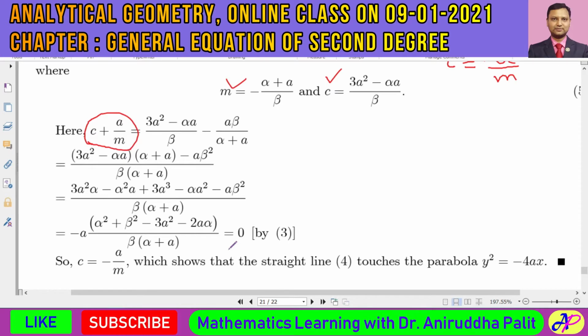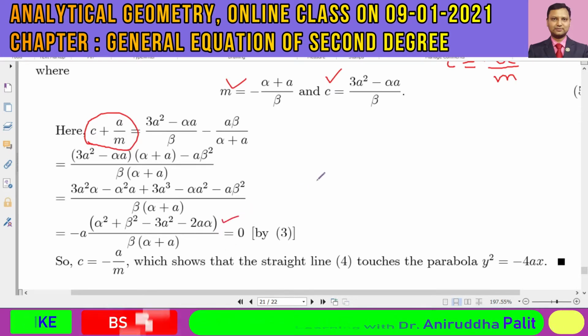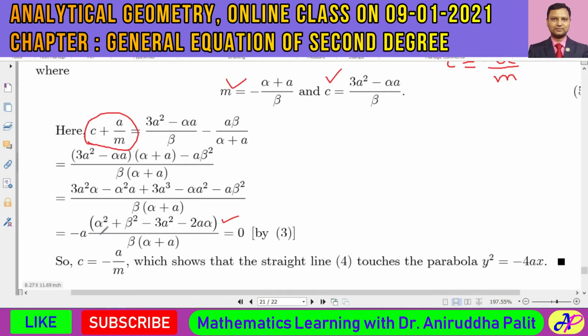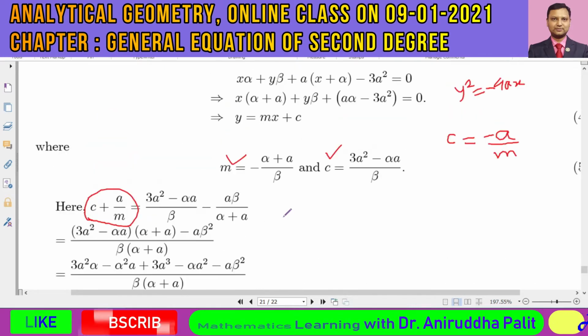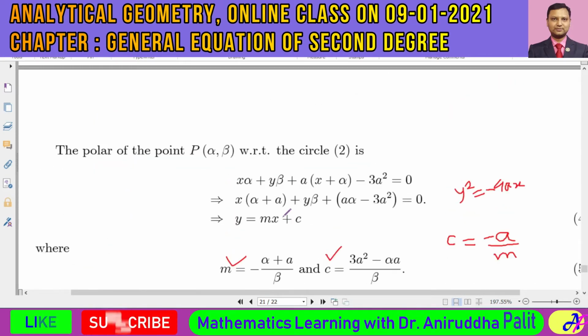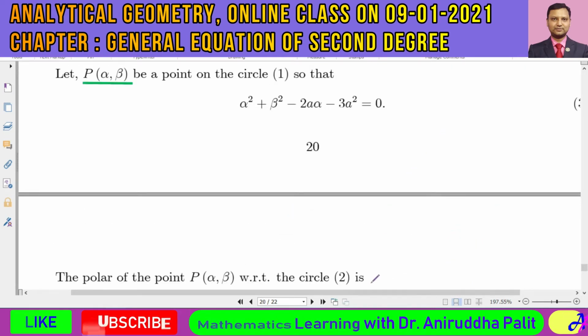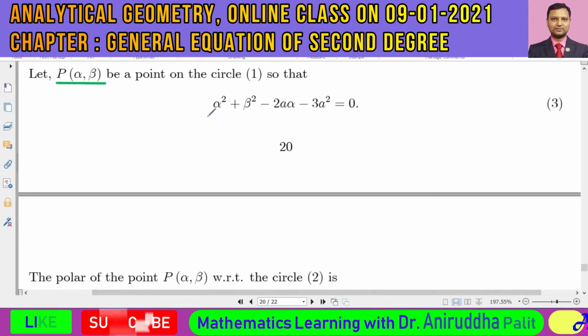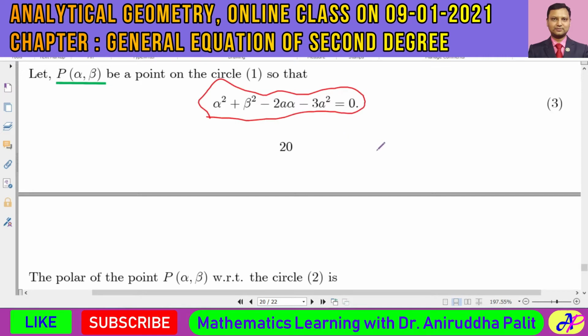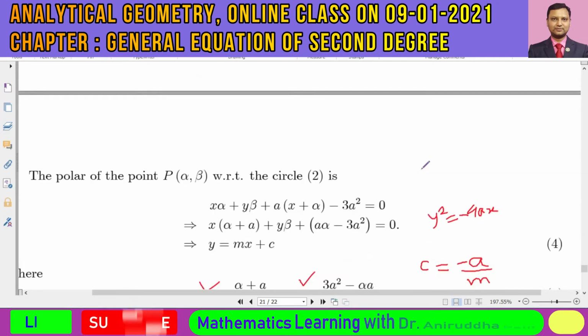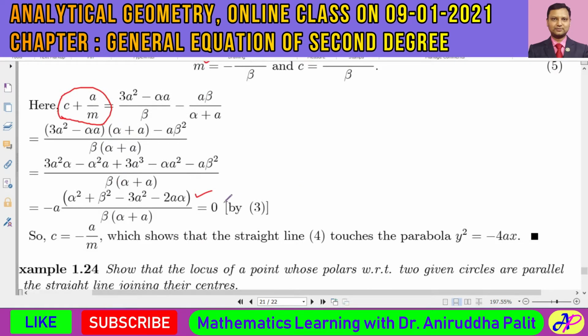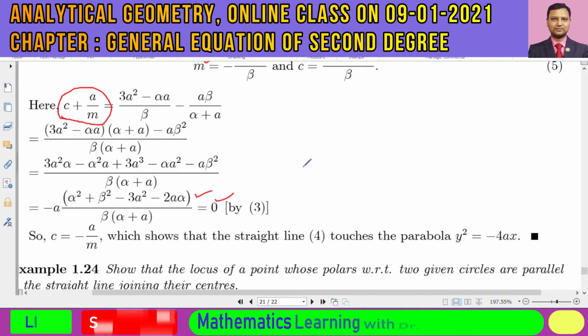And if you observe the final line, we have alpha square plus beta square minus 3a square minus twice a alpha. And what is this? This is actually nothing but this result, equation number 3. Alpha square plus beta square minus twice a alpha minus 3a squared. So by this relation number 3, this total expression becomes equal to 0.